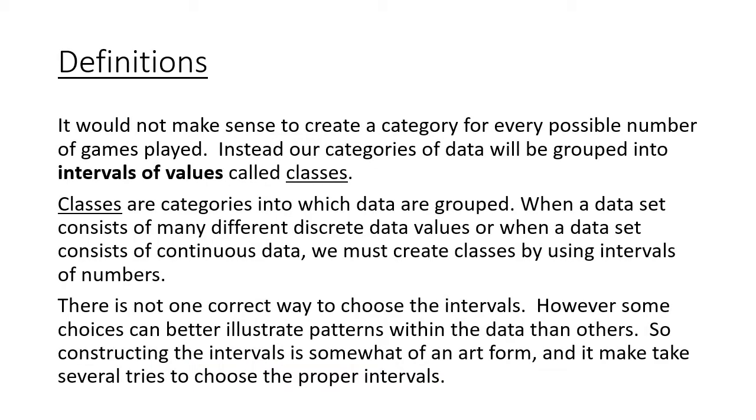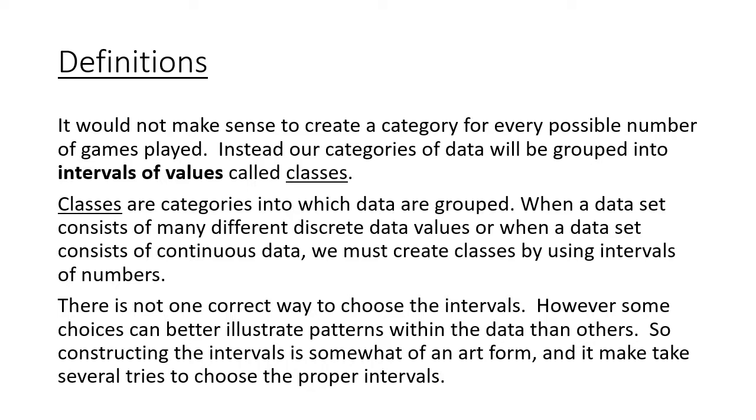Now, we want to visualize this, but again, with all those data points and all those individual numbers, it's not going to make sense to necessarily do a bar for every single possible number. So instead, we're going to group intervals of values into classes. Classes are just another name for the category into which our data is grouped. And so we're going to choose individual classes, instead of doing separate bars for every single number possible.